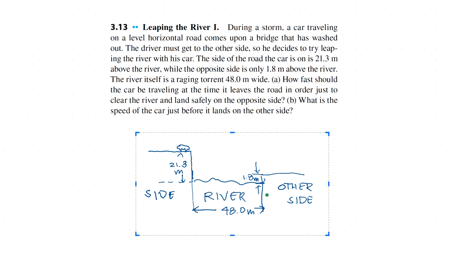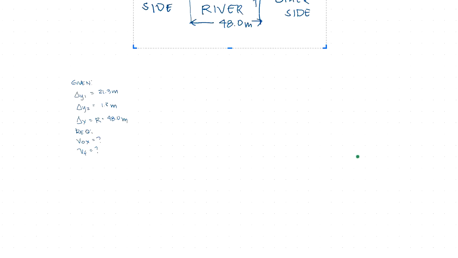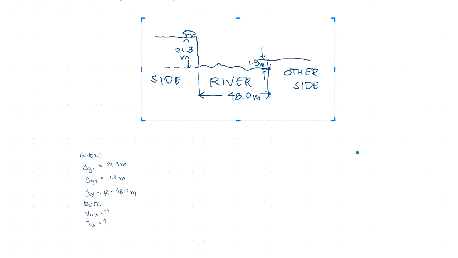So, yung mga given natin for this problem, meron tayong displacement. Yung unang displacement, ito, 21.3 meters. And yung displacement 2, yung height number 2 is 1.8. Para alam natin yung displacement coming from the side to the other side. So, difference lang yun ng dalawang displacement. So, alam din natin yung range or yung layo, no? Yung delta x, ito yung delta x.